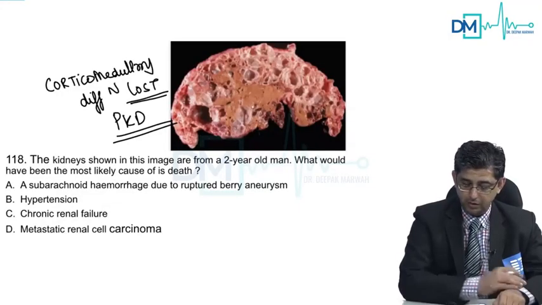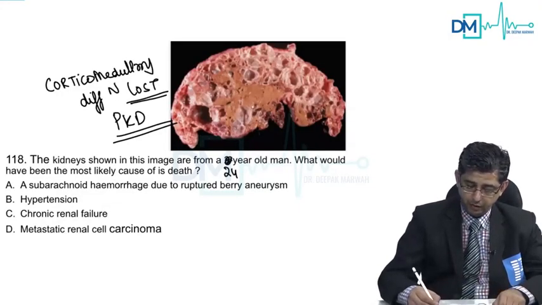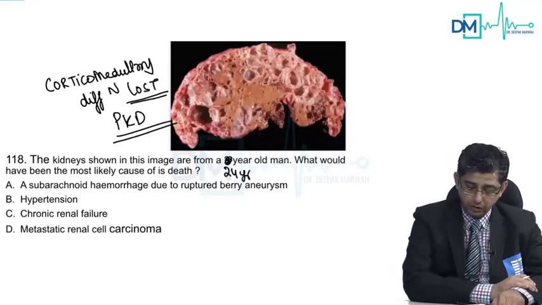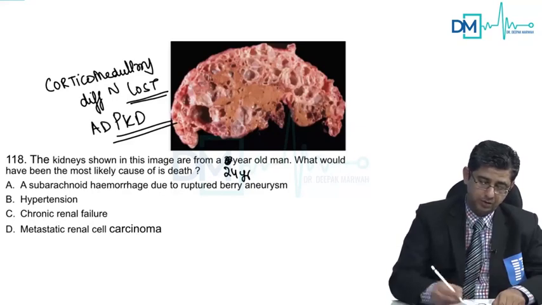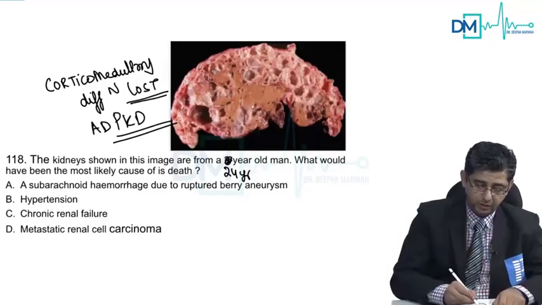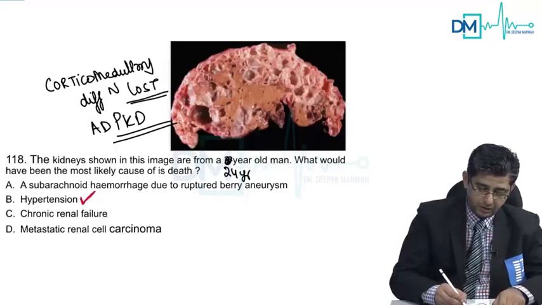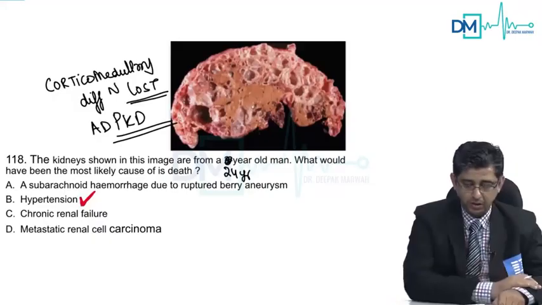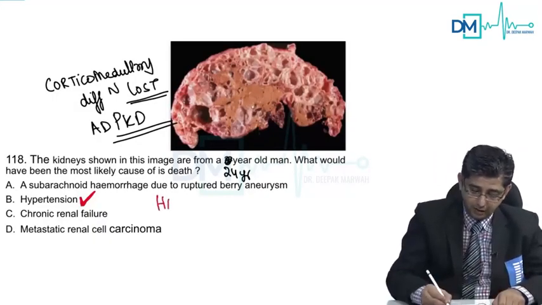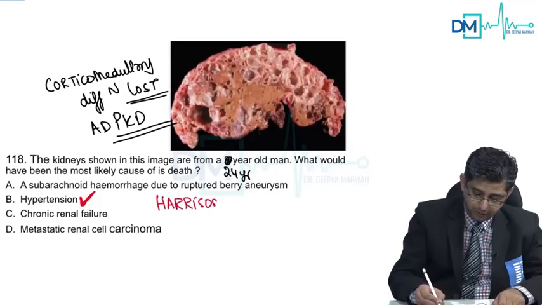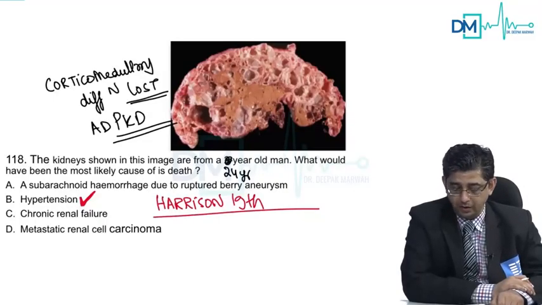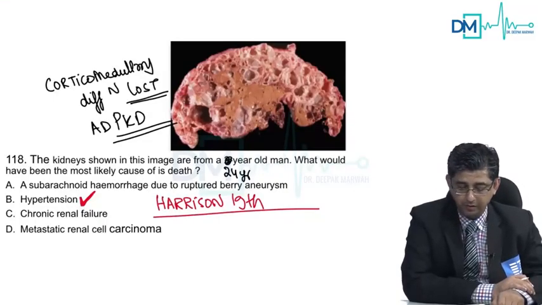The kidneys shown in this patient are from a 24-year-old man. What could be the most likely cause of his death? The most common cause of death in autosomal dominant polycystic kidney disease should be answered as hypertension. A reference is Harrison. I agree that some guides and some teachers mention subarachnoid hemorrhage and some people mention renal failure, but the current 19th edition of Harrison clearly mentions that it is hypertension based complications. So we'll go by the standard textbook reference that the leading cause of death in autosomal dominant polycystic kidney disease is hypertension.